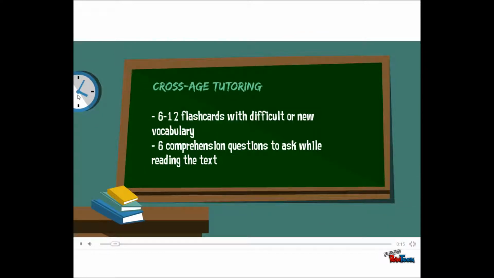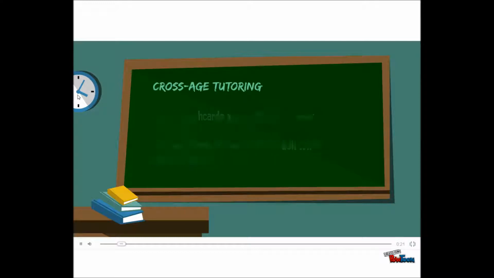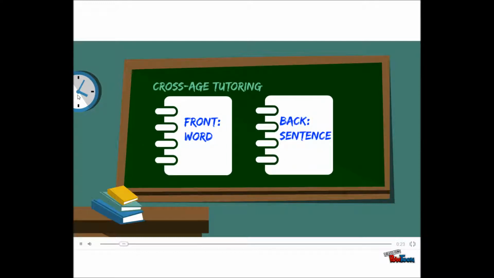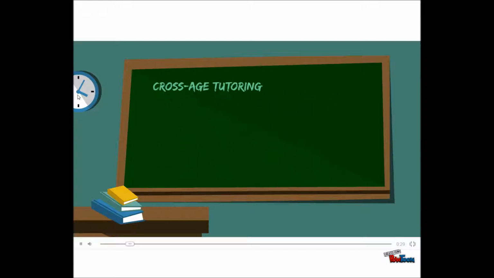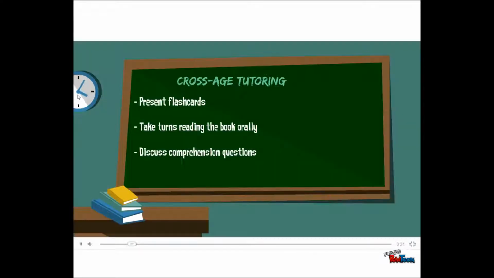They would then select 6 to 12 vocabulary words that they thought might be difficult for a first grader to read and/or understand. Taking this list of words, they would produce them on flashcards, printing the word on one side and a sentence that contained it on the back. They would also think of 6 comprehension questions to accompany the text.